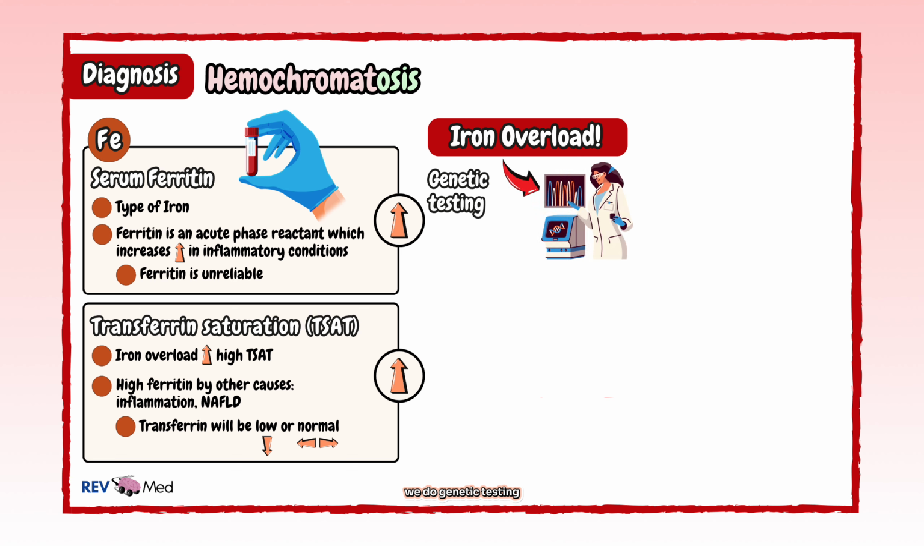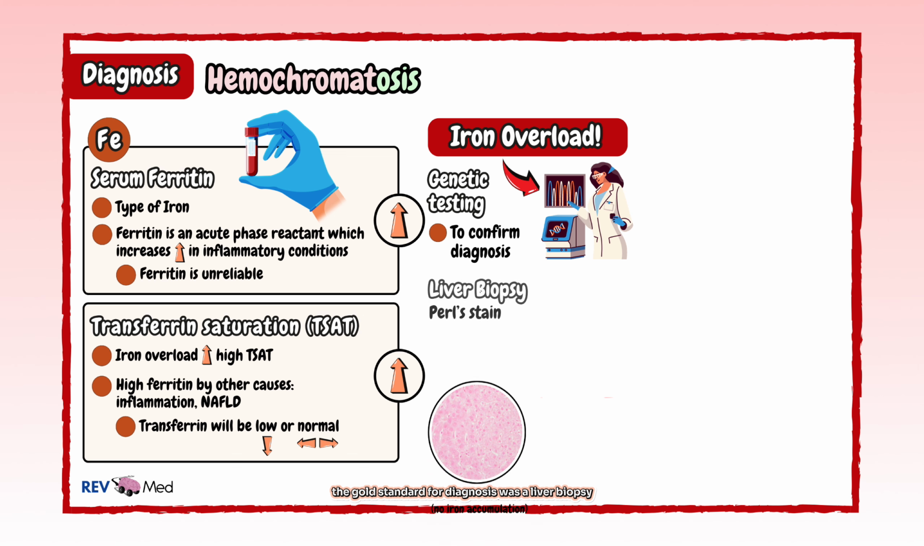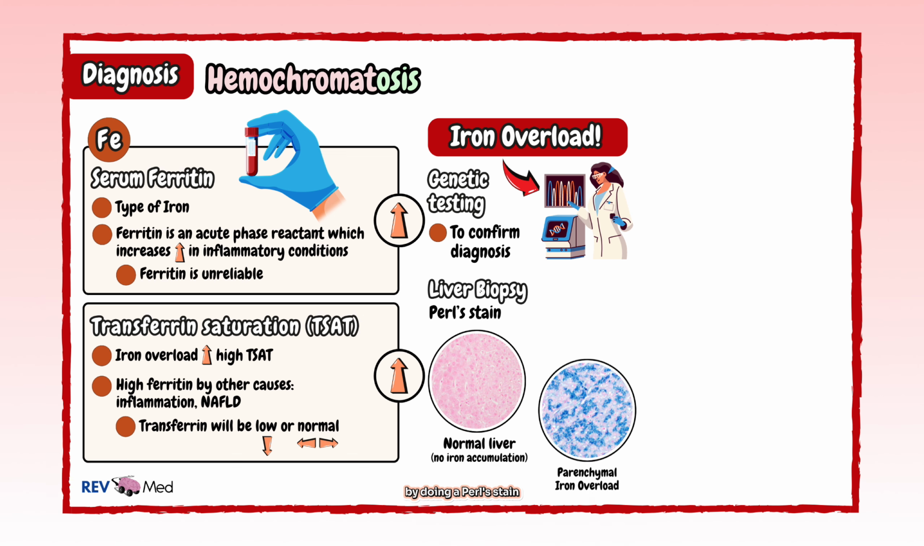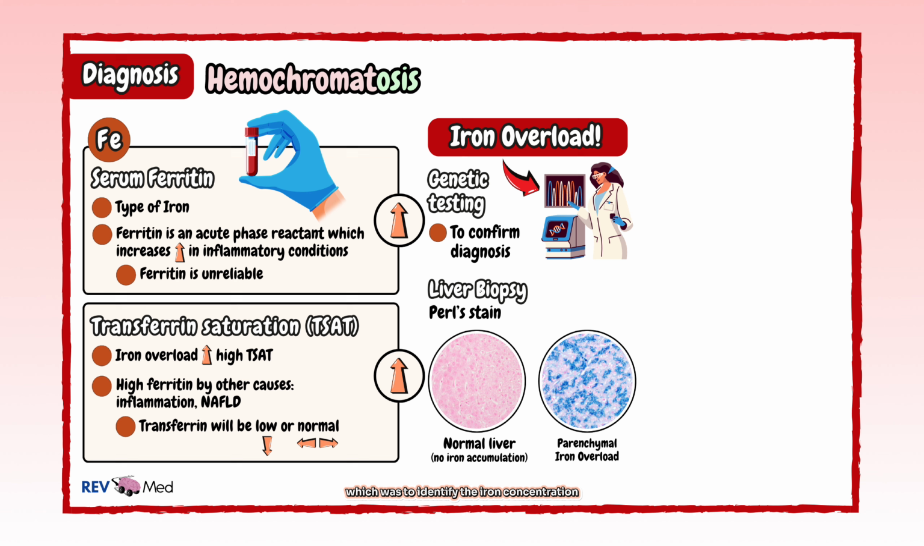We do genetic testing to confirm the diagnosis of hemochromatosis. Well, back in the day, the gold standard for diagnosis was a liver biopsy with a Perl stain, which was to identify the iron concentration in the parenchymal cells of the liver, brown spots inside hepatocytes. It becomes blue with Prussian blue stain. But ever since genetic testing, this method is now outdated.